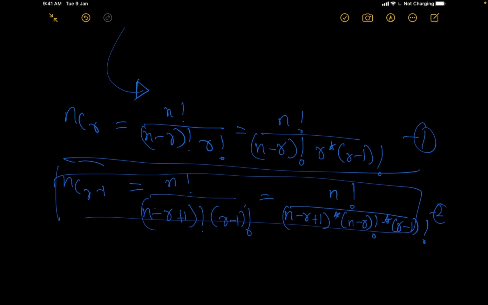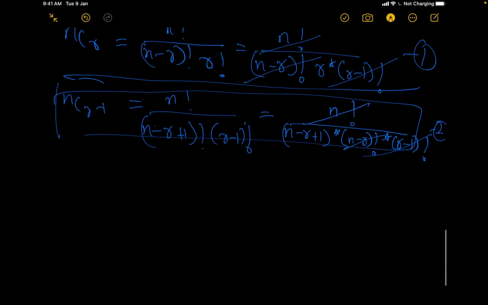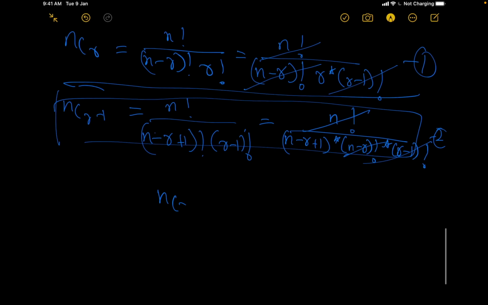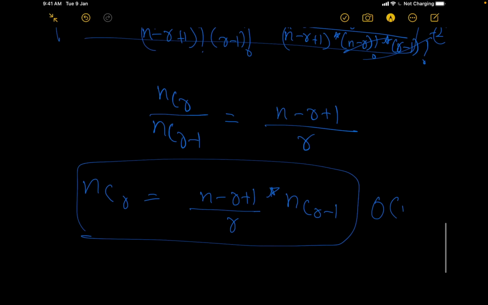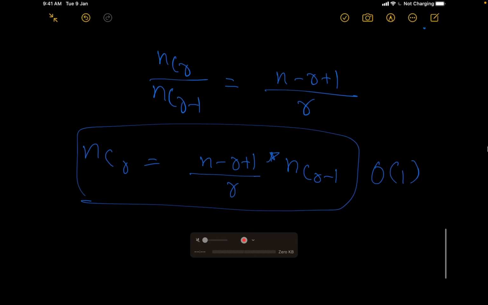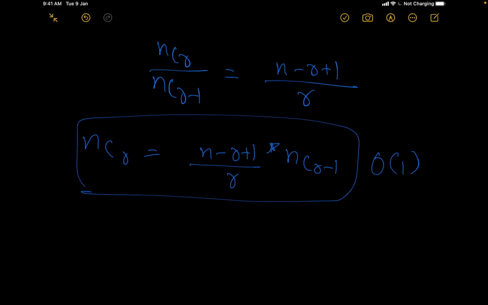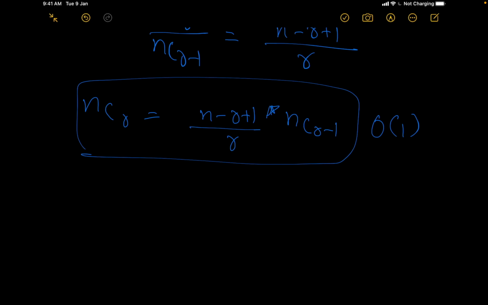Now let's divide term 1 and term 2. We can cancel out a lot of terms, since these are all common. If we cancel these out, what we'll get is NCR divided by NCR minus 1 is equal to n minus r plus 1 divided by r, or NCR is equal to n minus r plus 1 divided by r into NCR minus 1. So in order of one time, using this derivation, we can simply calculate NCR if NCR minus 1 is given to us. However, there's still one problem with it.